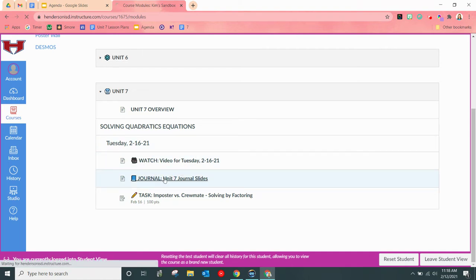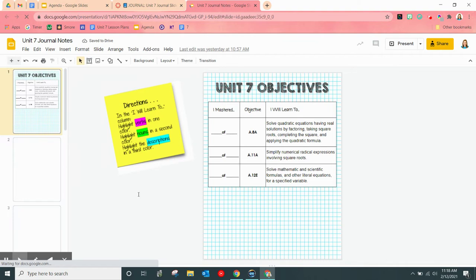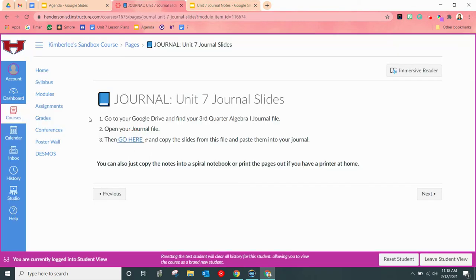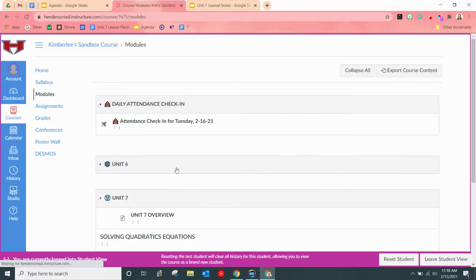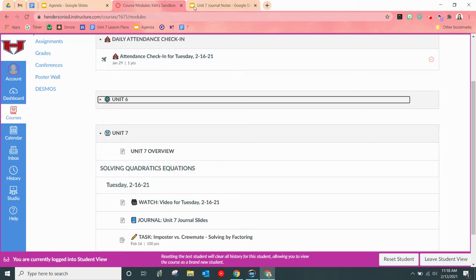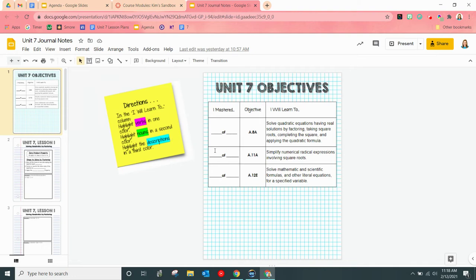So you need to click here. These are your journal slides for this unit. And I'm going to be doing this on my iPad. So again, your options are you need to copy all of these and paste them into the orange journal that we were working out of that we set up in Unit 6. So let me go back to the modules page because if you didn't set that up, in Unit 6 we set up right here the 3rd quarter journal. And that's the one with the orange cover. So all of these slides today need to go into that same journal with the orange cover because we're still in the 3rd quarter. We'll be in the 3rd quarter until spring break. Then after spring break, we'll set up another one.